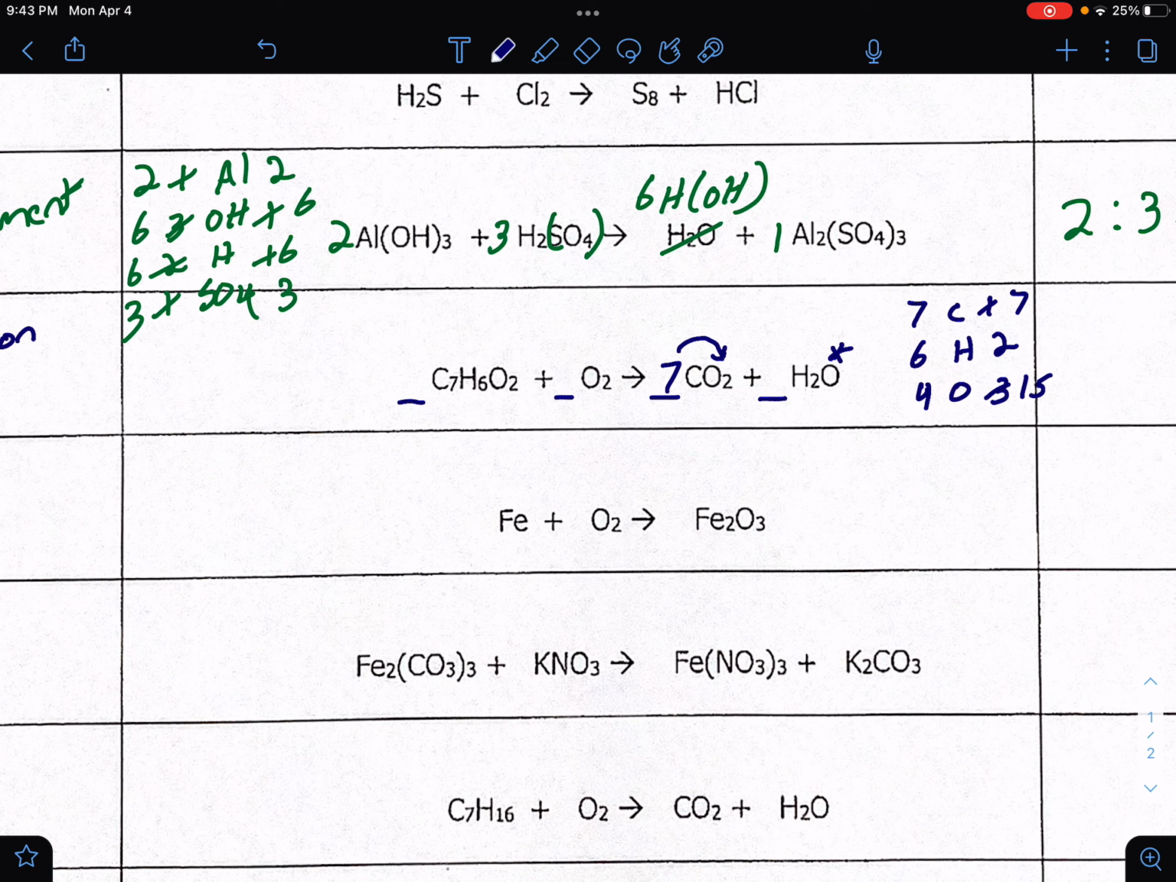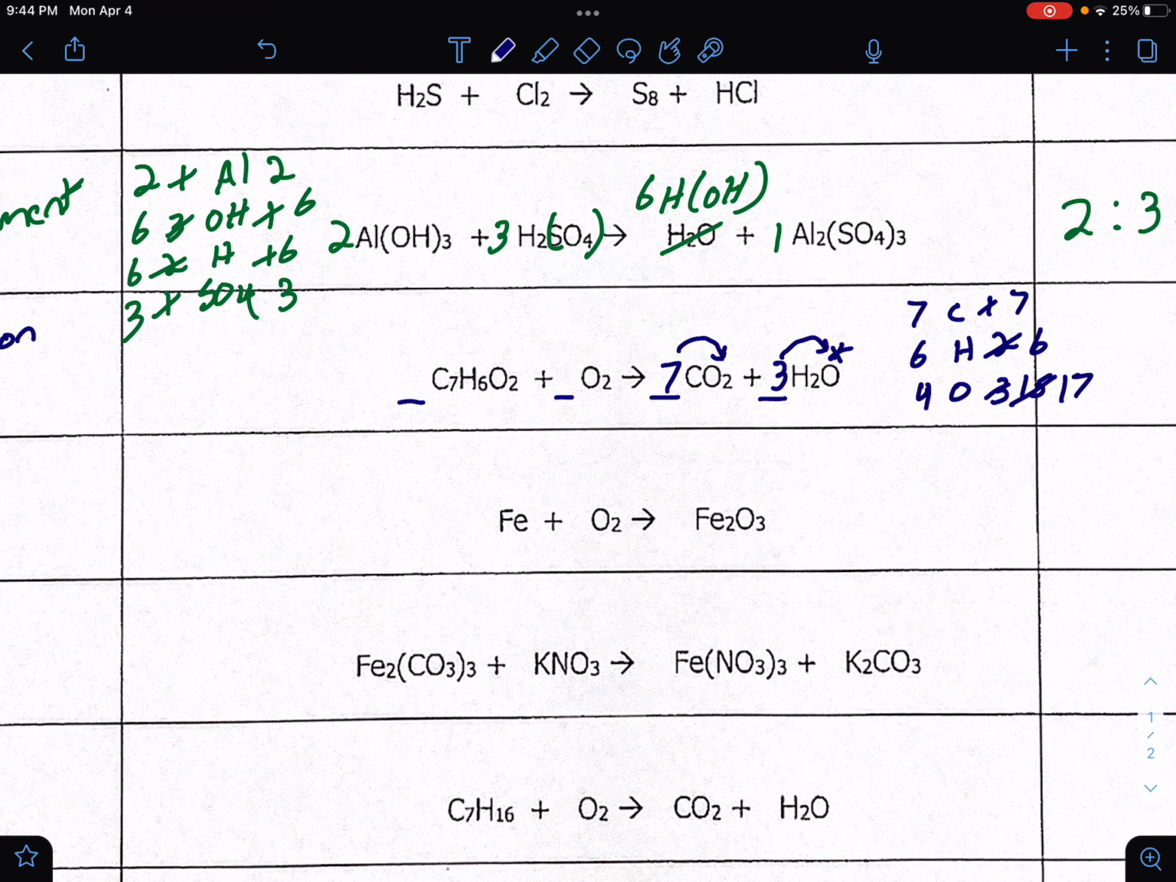Okay, now let's move on to hydrogens. I have 6 on the left, only 2 on the right, so I'm going to put a 3 in front of that H2O. So that becomes a 6, but we can't forget to update our oxygens. So 7 times 2 gives me 14, plus 3 times 1 gives me 17. So now I have 17. Okay, so that's a pretty uneven number.